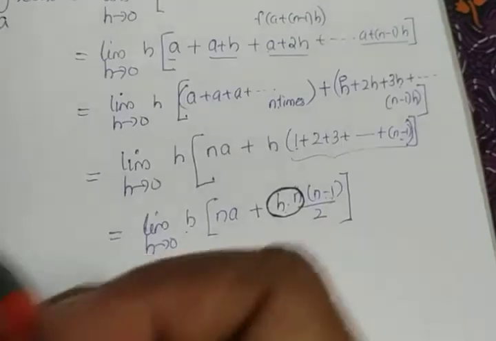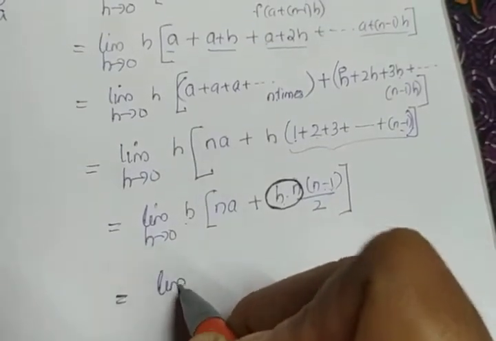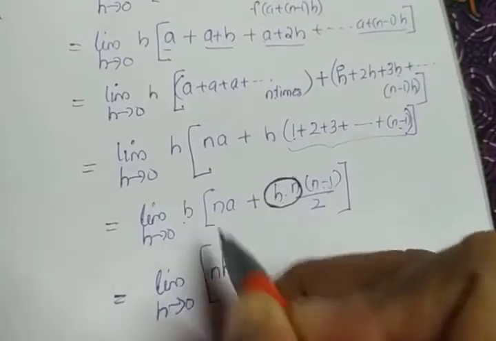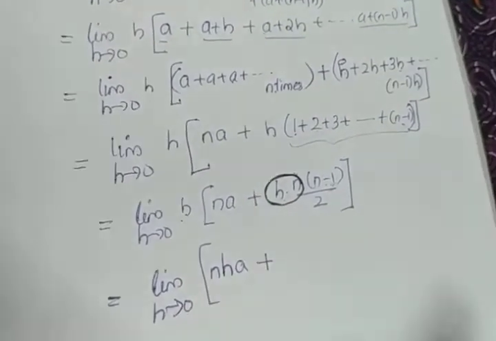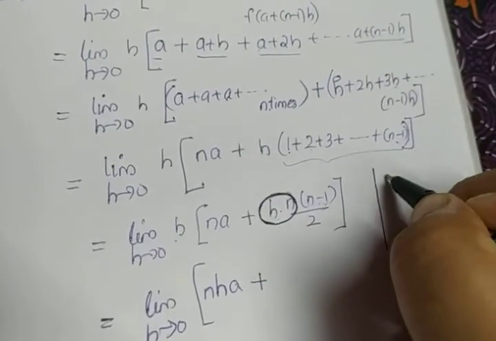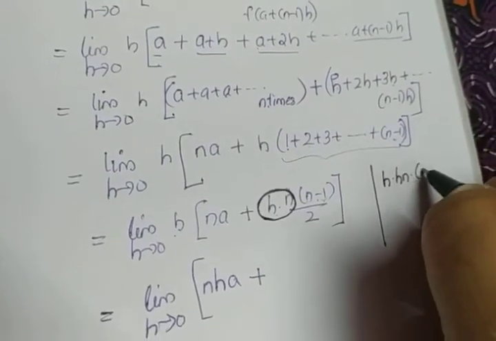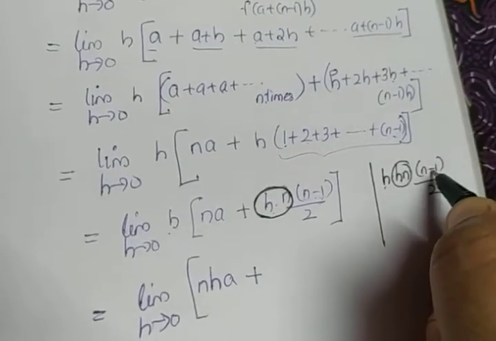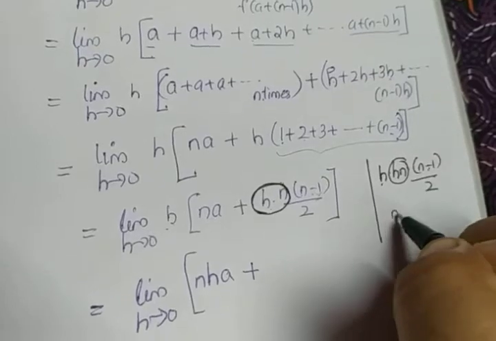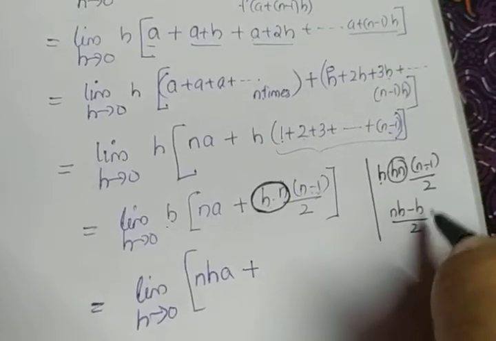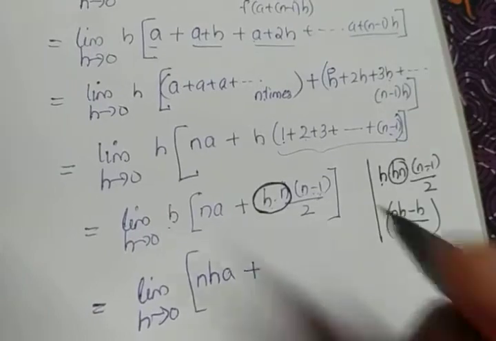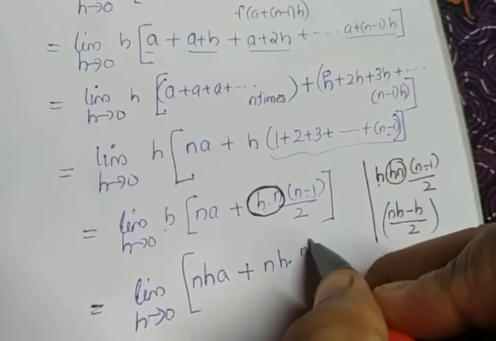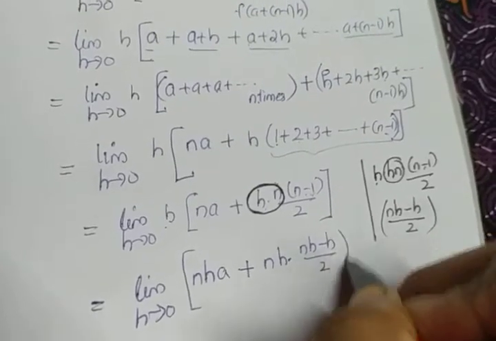So how we will rewrite: limit h tends to 0, I am just going to open the bracket. The first term is the same, n into h into a. For the second term, the term becomes h into, hn into (n minus 1) by 2. So we have taken nh together and this h we will multiply to this n minus 1. So what we get: nh minus h by 2. So the term becomes nh into (nh minus h) by 2.